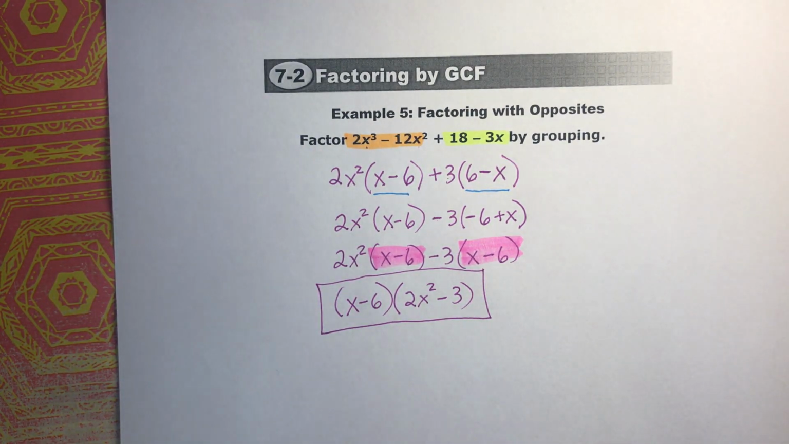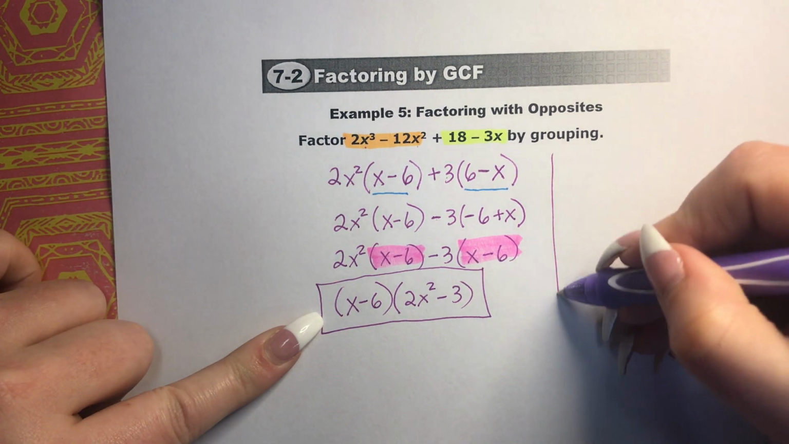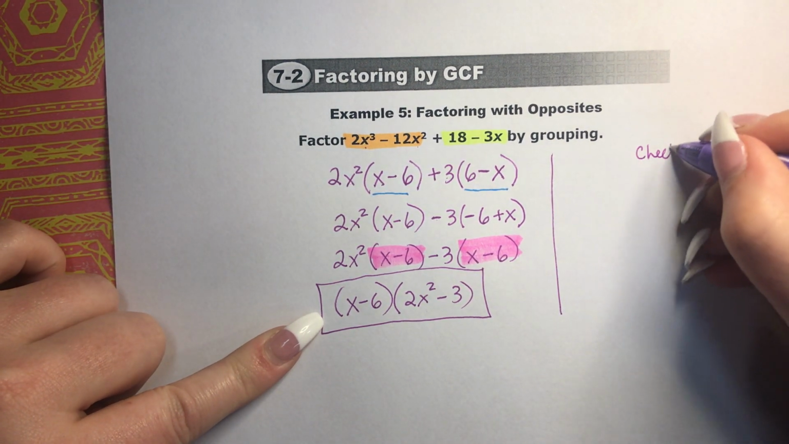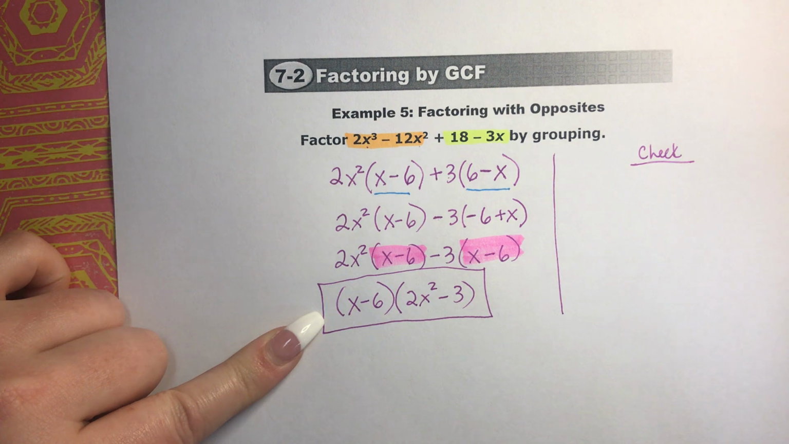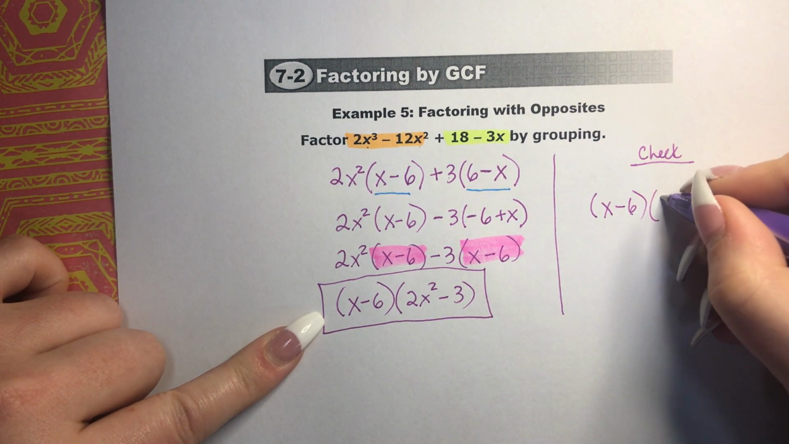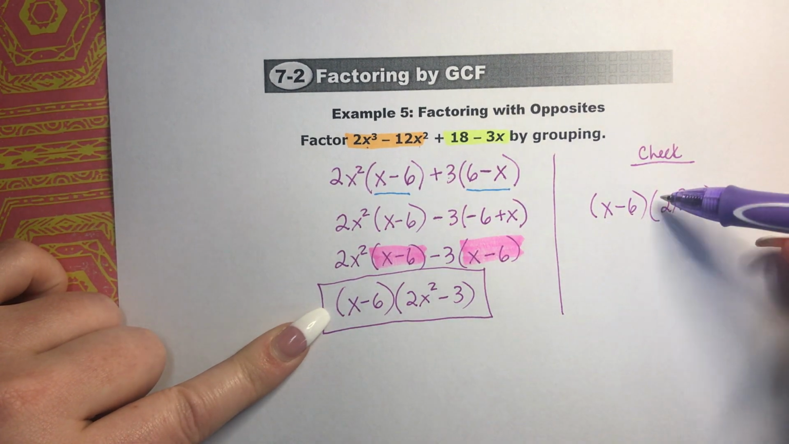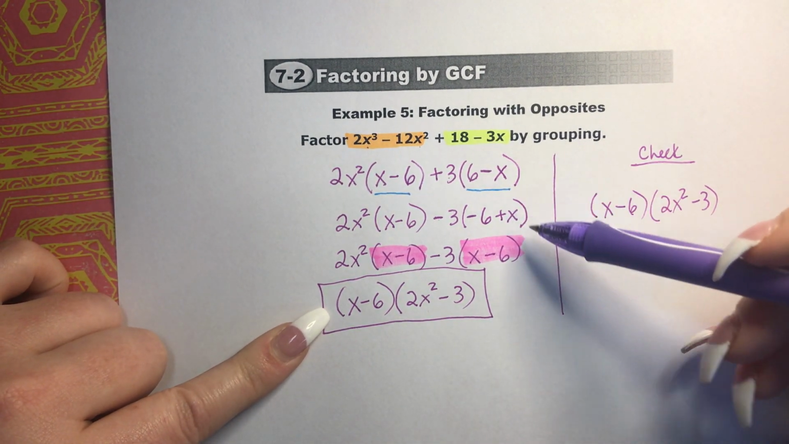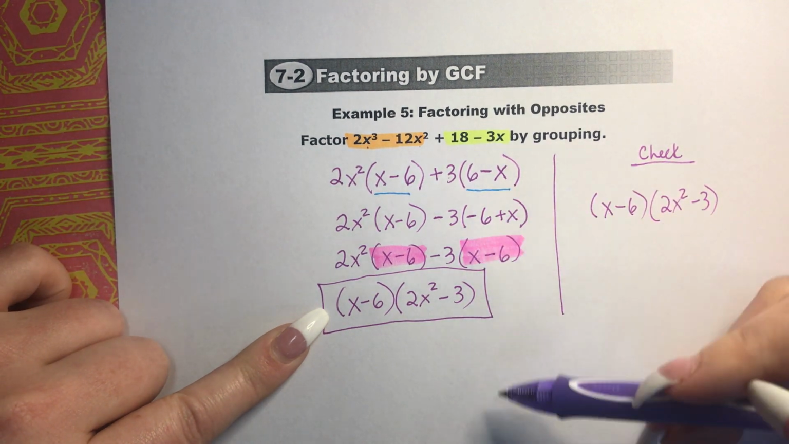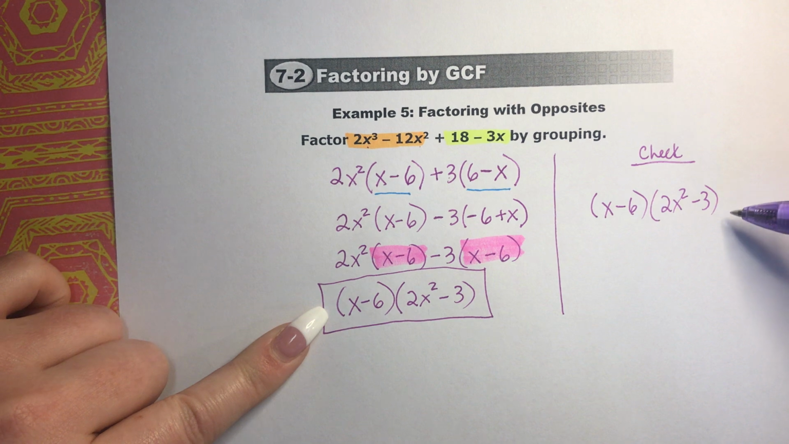All right. Now, this doesn't say to check, but for this first one, I just want to check it so you can see that it ends up being the same. So I'm going to rewrite this: x minus 6, 2x squared minus 3. This is a great way to check yourself to make sure that you did it right, because there's a lot of steps in here, especially for a quiz or test or even your homework. It's always good to check. So we're just going to do FOIL, or the distributive property, twice.